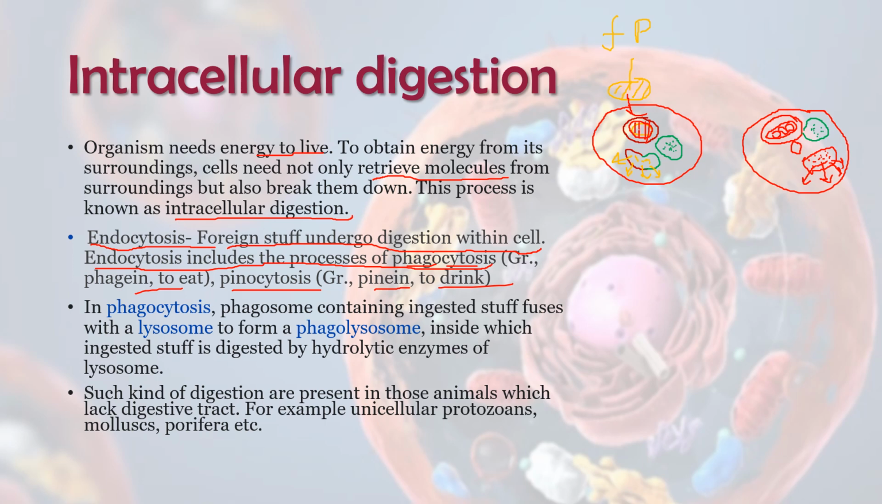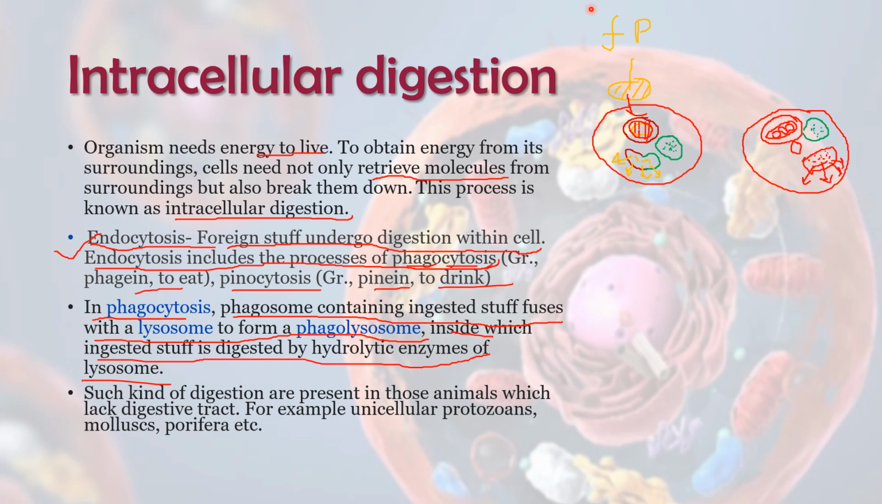So we can say endocytosis is such a process through which foreign stuff undergoes digestion. It is of two types. The first one is phagocytosis, where solid material gets digested, and pinocytosis, where liquid stuff is digested. In phagocytosis, the phagosome containing ingested stuff fuses with a lysosome to form a phagolysosome, inside which the ingested stuff is digested by hydrolytic enzymes of the lysosome.